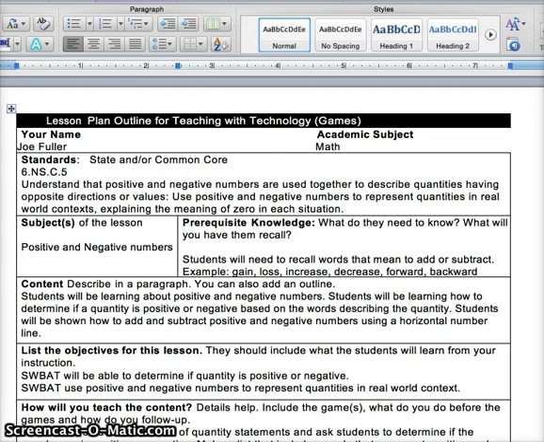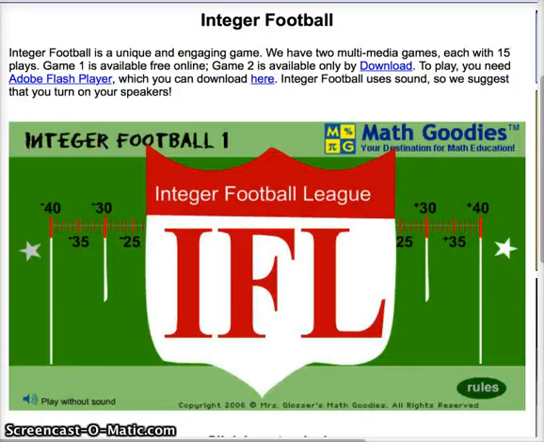Also, I'm going to briefly introduce a number line, which they've used before, but I'm going to use a horizontal number line because my lesson relates to football, which involves plays moving forward and backwards. So I want them to think of that as a football field. The game that I will be using for this lesson is called Integer Football.